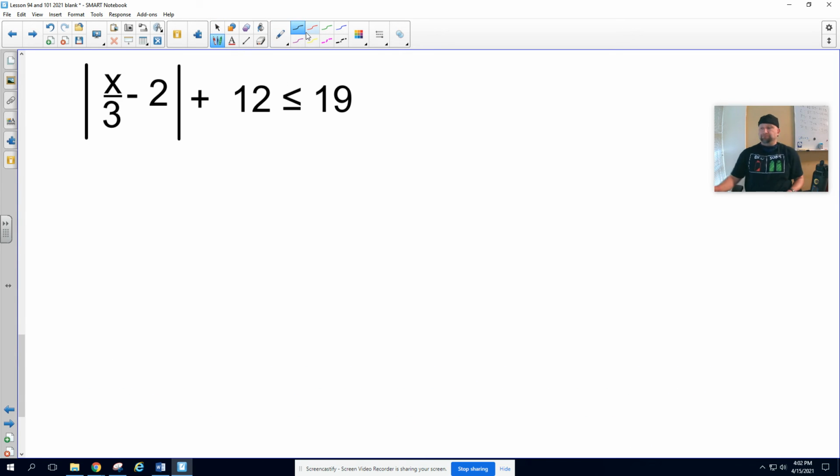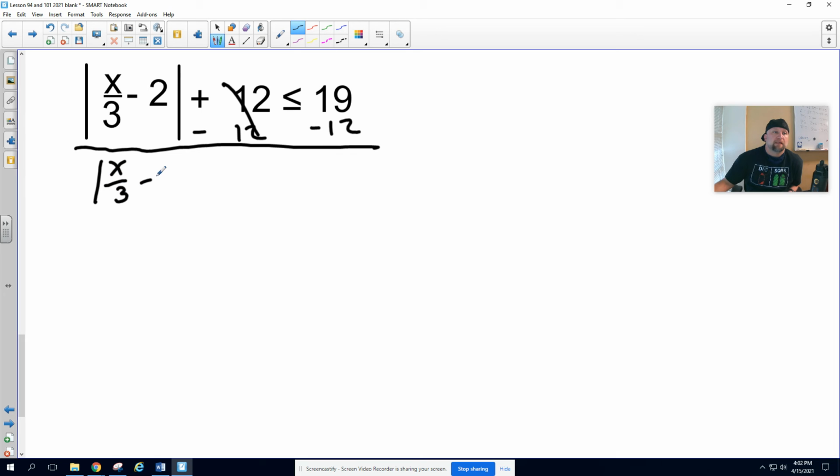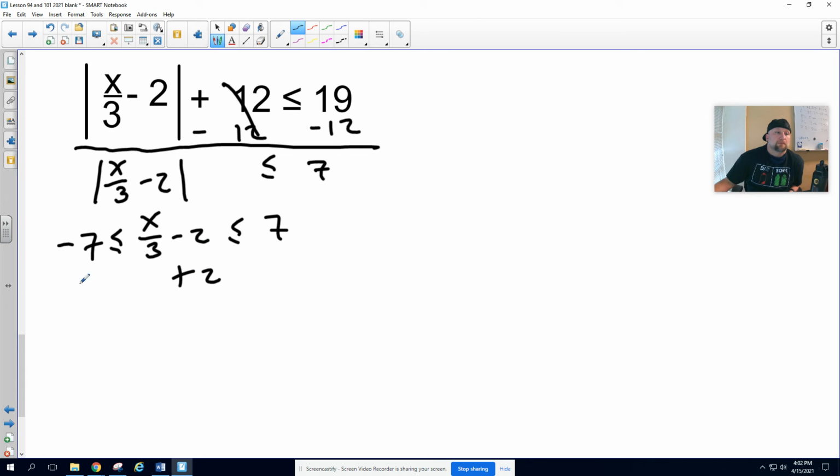All right, another example. We've got a lot in this one. Absolute value of x divided by 3 minus 2, plus 12, is less than or equal to 19. Again, subtract 12 to isolate the absolute value. And we get the absolute value of x divided by 3 minus 2 is less than or equal to 7. And then since it's less than, we know that negative 7 is less than or equal to x divided by 3 minus 2, less than or equal to 7. Add 2 to all parts.